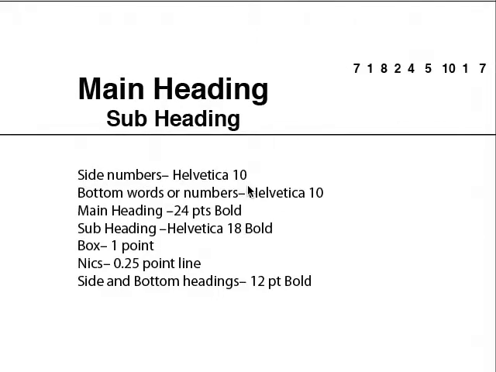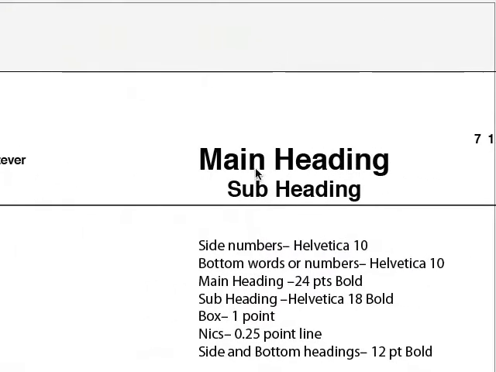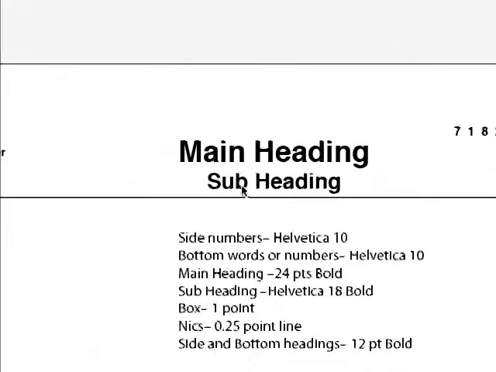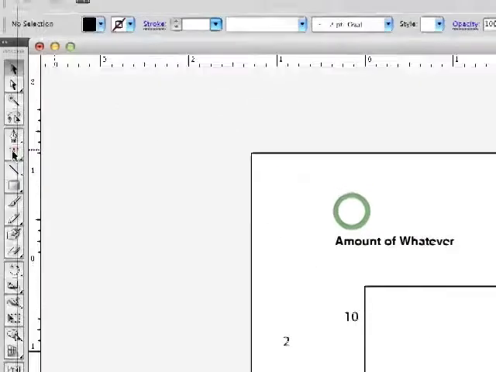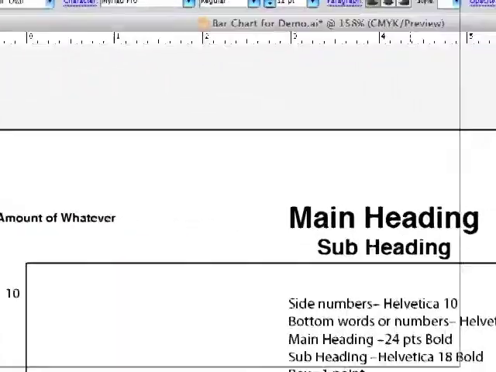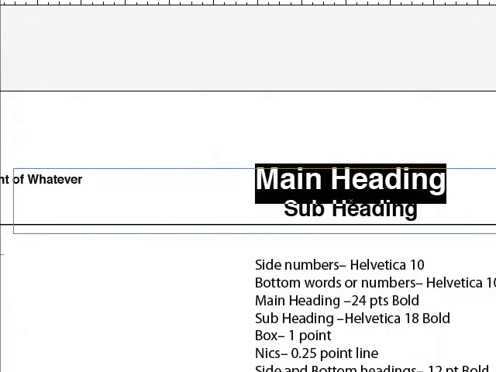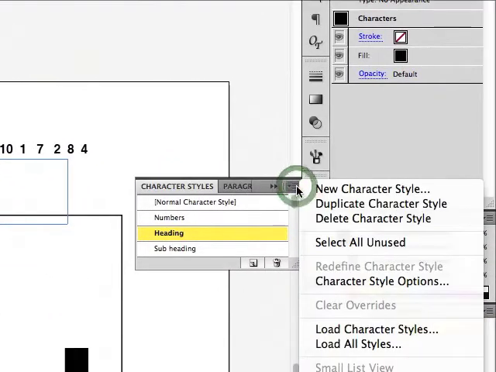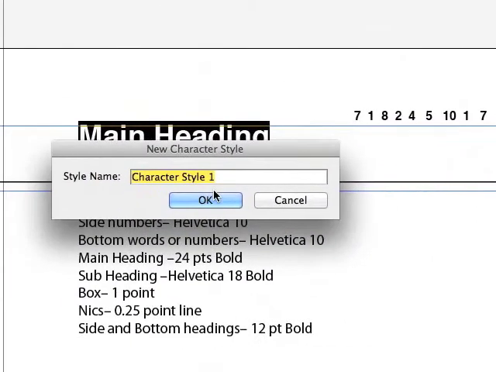Set a style for this chart. What you need to do is set the heading and the sub in the font that you want. Then when you click on your T-tool and highlight the font, the main heading, you'll come over here and make a new character style and you'll call it heading.